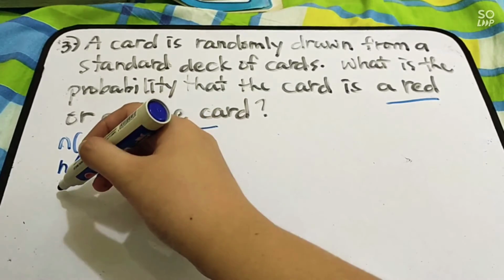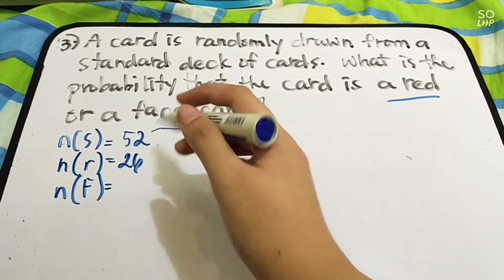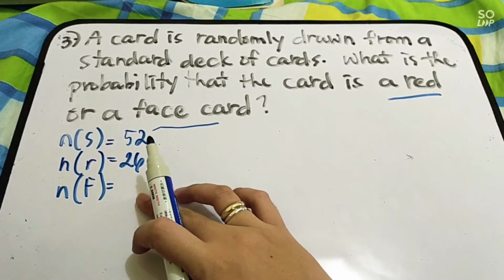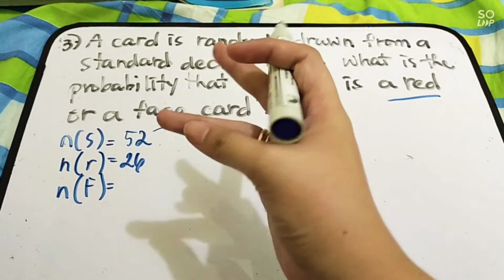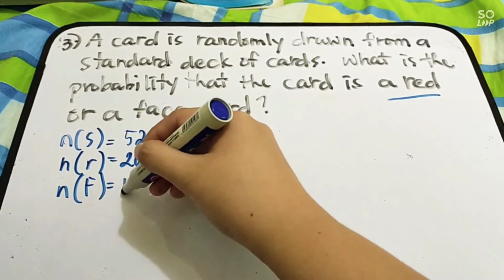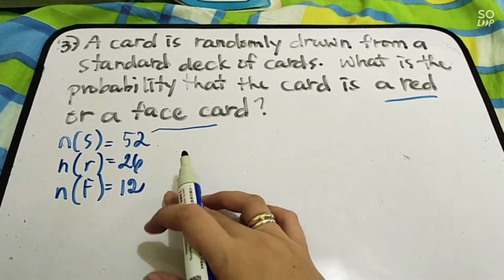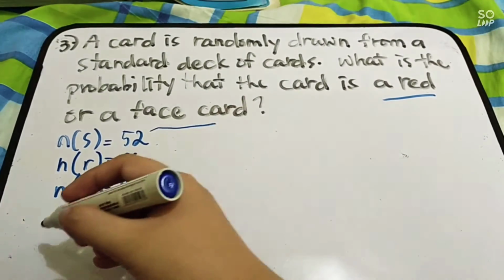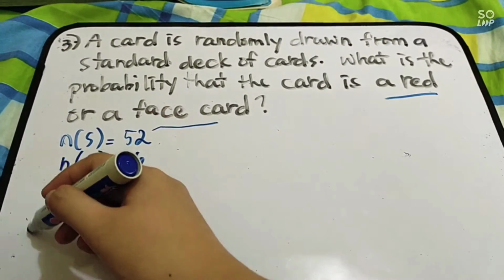Next tayo, the number of face cards. So, the number of face cards naman ay we have 3, 6, 9, 12. 12 naman siya. So, we have 12 for the face. Next tayo, let us now have the probability of your red cards.